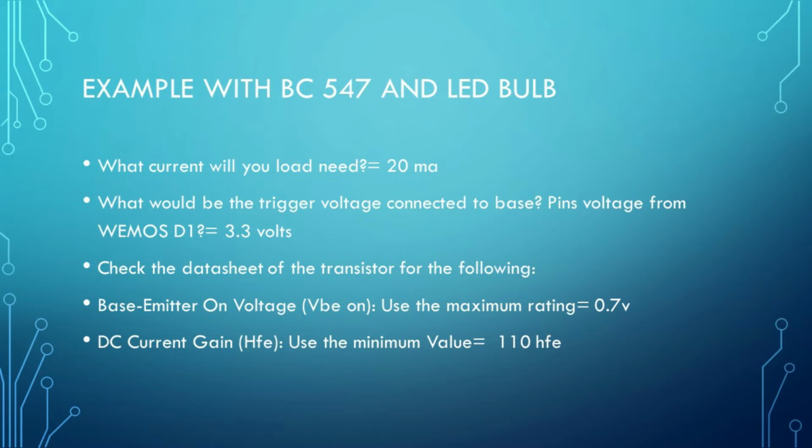For example, I want to power an LED bulb, and I would like to use a BC547 transistor. I know the current that the LED will need, which is my load. That's about 20 milliamps. What will be the trigger voltage connected to the base? I'm using the Wemos D1. The Wemos D1 is a 3.3 volt logic, so it should produce 3.3 volts at the time I turn on the LED from the Wemos.